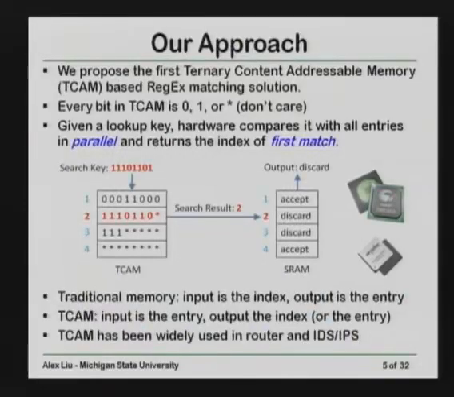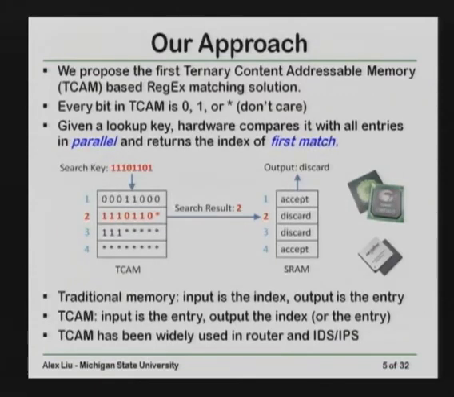Given a lookup key, the TCAM hardware will compare this lookup key with all the entries in TCAM in parallel, and then return the index of the first match. Take a look at this example. Suppose this is the TCAM layout. For example, if you give the key 1110, 1101, you will see that this entry can match the second one, because the star can match 0, it can also match 1. And similarly, it can match the third entry and also the last entry.